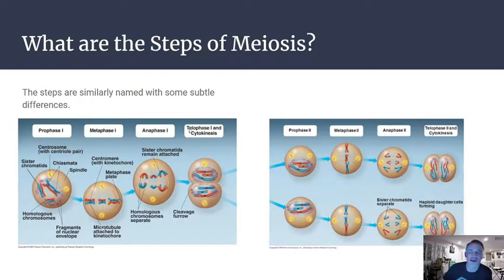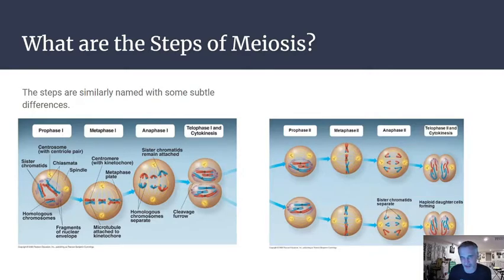But let's quickly preview what you'll see in the videos with these still images. You have prophase 1, metaphase 1, anaphase 1, telophase 1, and cytokinesis. That leads right into prophase 2, metaphase 2, anaphase 2, and telophase 2 with cytokinesis again. So really you're going through two divisions. There are two sets of these phases, and there are some differences that are going to happen.